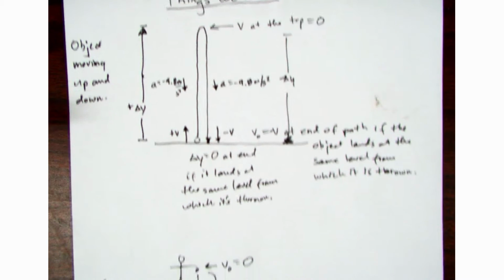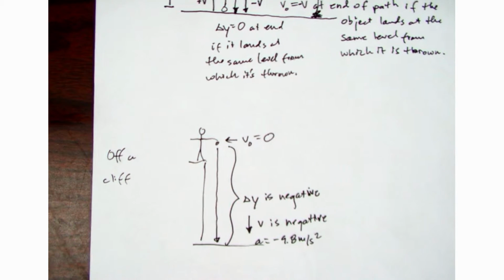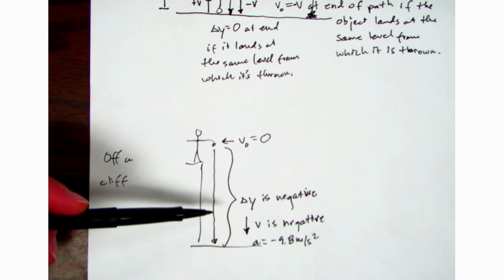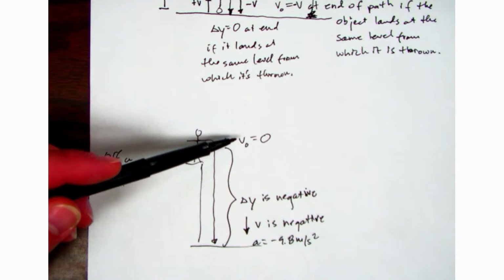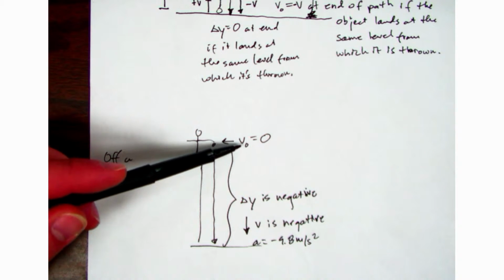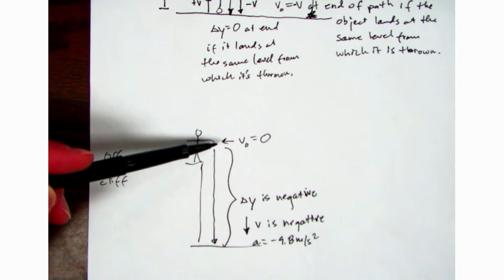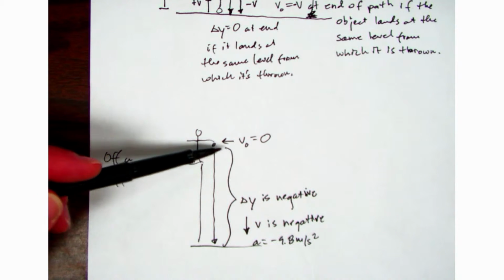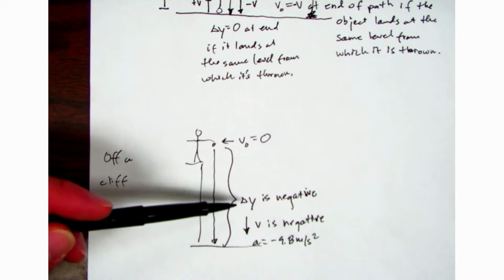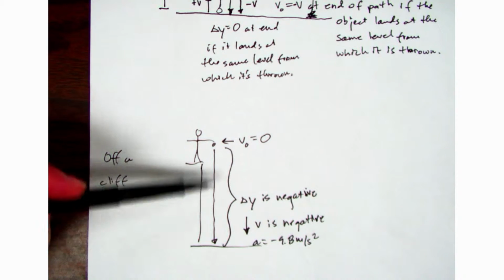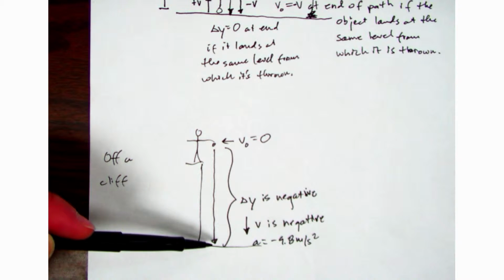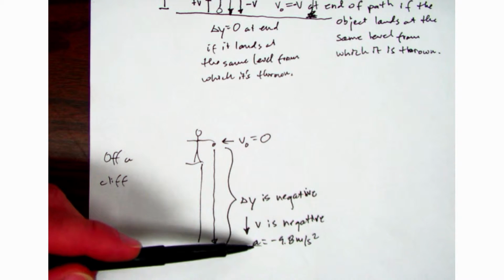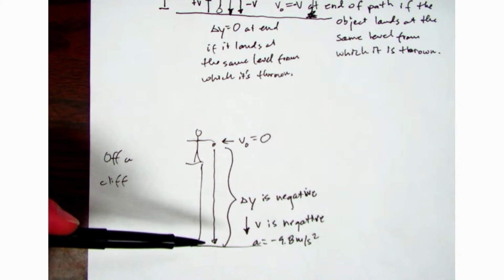Now, one more example here. This is an object falling off a cliff. So if you drop a ball off a cliff and you're not throwing it down, you're just letting go, the initial velocity of the ball is going to be 0. So you won't be told that in a problem. You just have to know that. The displacement of the ball going down, again, is going to be negative delta y because it's got a downward displacement. The velocity is going to be negative the whole time because it's going down, and the acceleration, again, is going to be negative 9.8 meters per second squared.